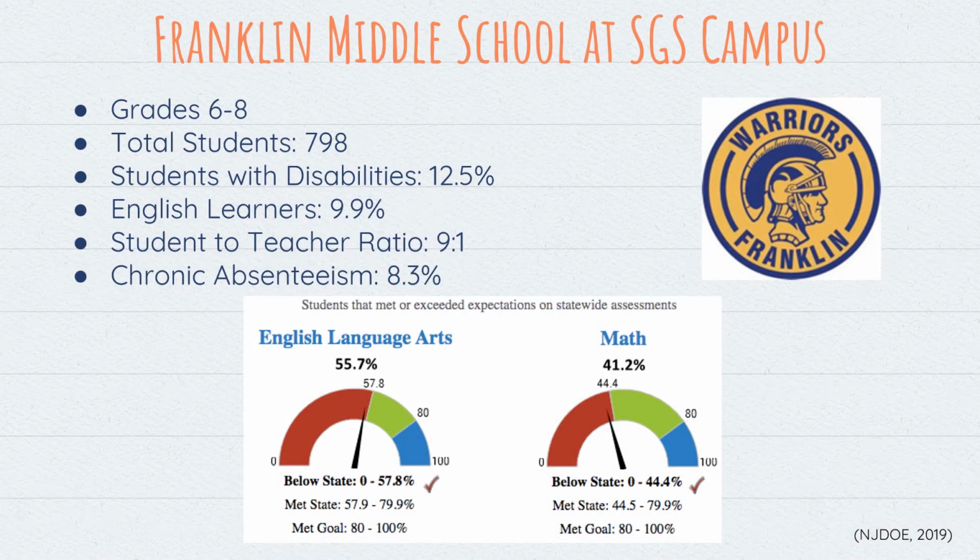Here are some demographics about our school. We educate approximately 798 students. The student population at SGS consists of 12% of students with disabilities and about 10% English learners. As you can see from the chart below, our school fell below the state in regards to students that met or exceeded state guidelines on the statewide assessment in math. This is one of the reasons I decided to conduct an action research project on the use of formative assessments in math classrooms.